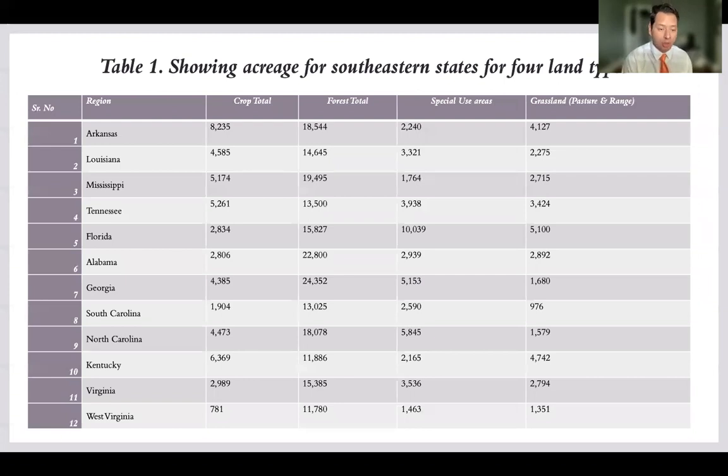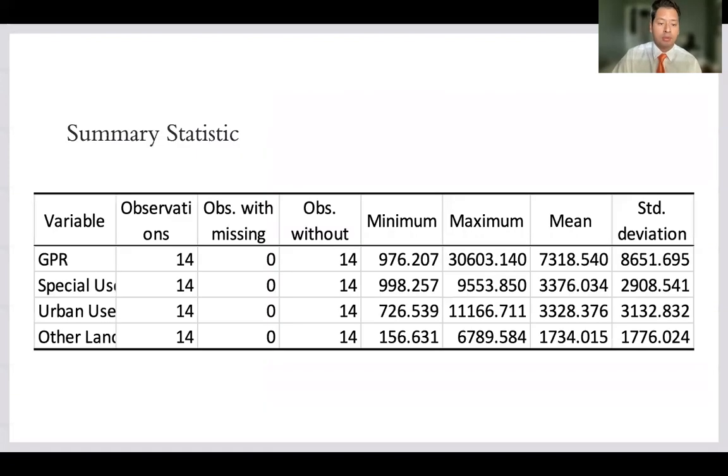This chart shows the states that were used to conduct the research, from Arkansas to West Virginia, and highlighting the total acreage for each land use, which is crop, forest, special use, and grasslands. This is the summary statistics, which basically gives a minimum, maximum, mean, and standard deviation of the total amount of acreage for each land use.